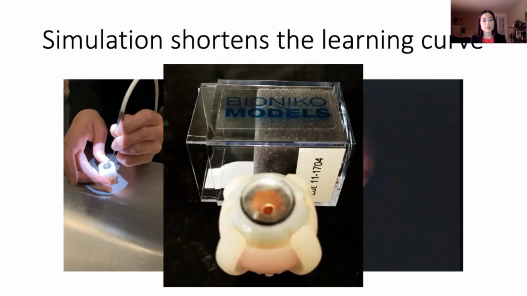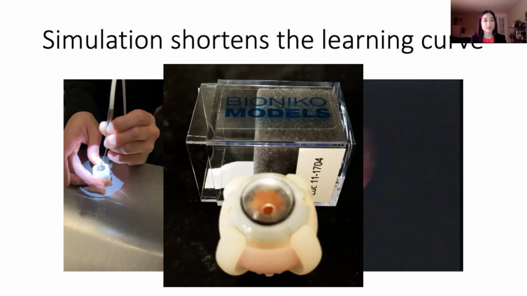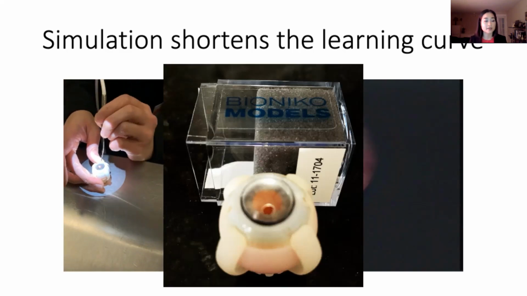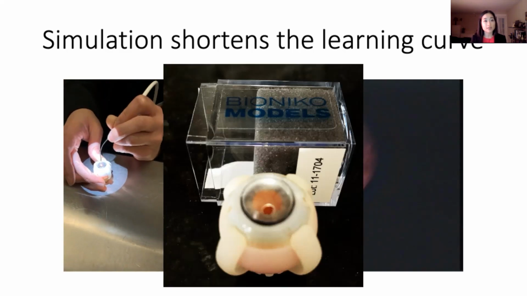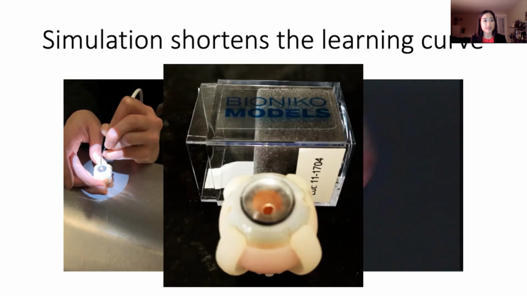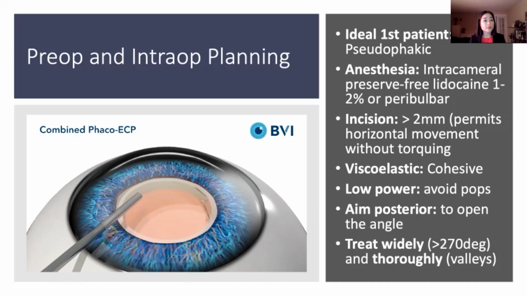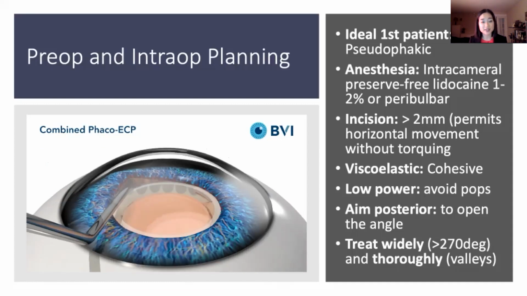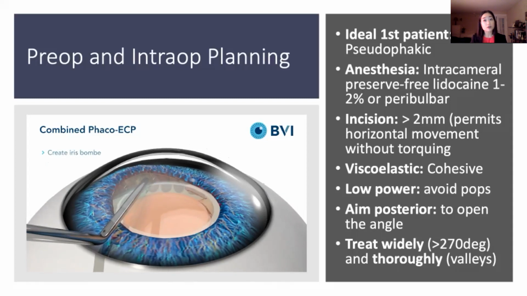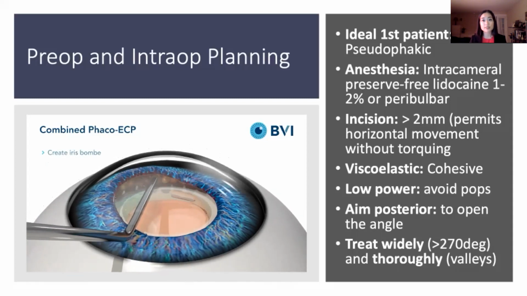And this is how the simulation eye looks like. This company custom designs the eye with the ciliary body inside of the sulcus space. The ideal first patient is a pseudophakic patient. So avoid a phakic patient for the first few cases. It can also be combined with the phaco, of course.